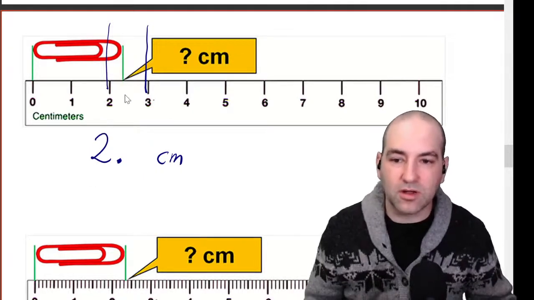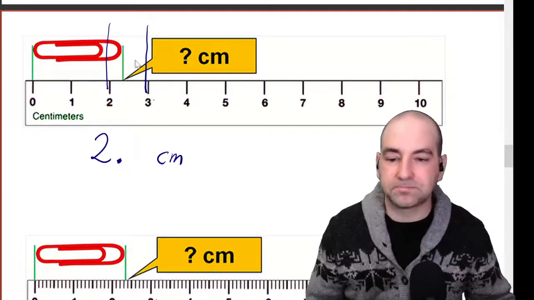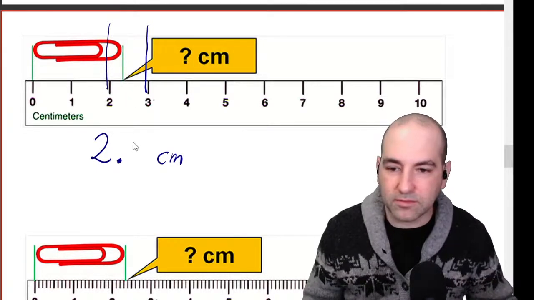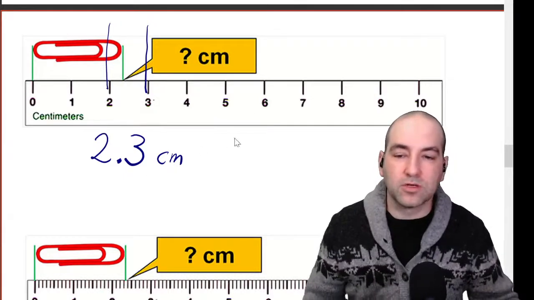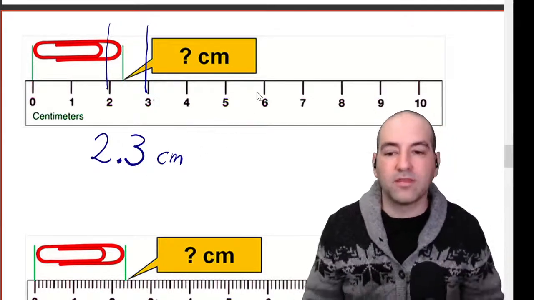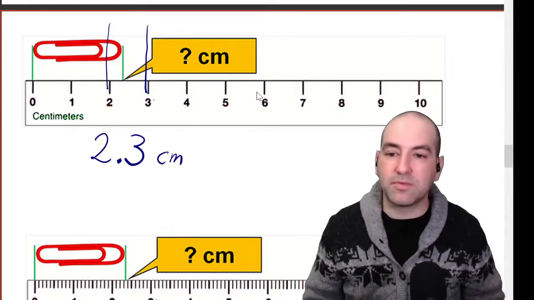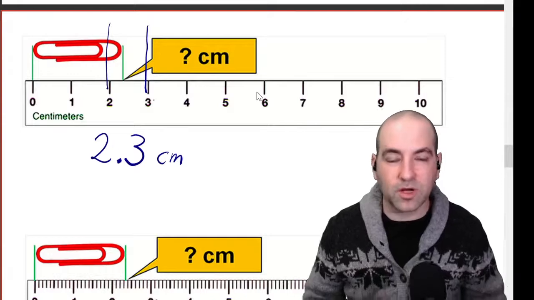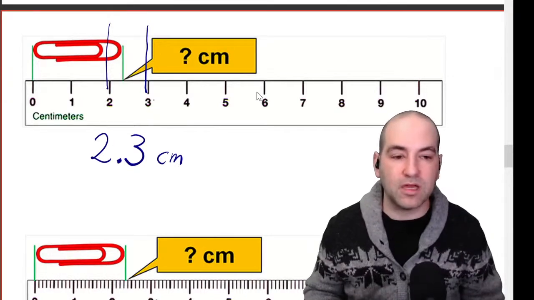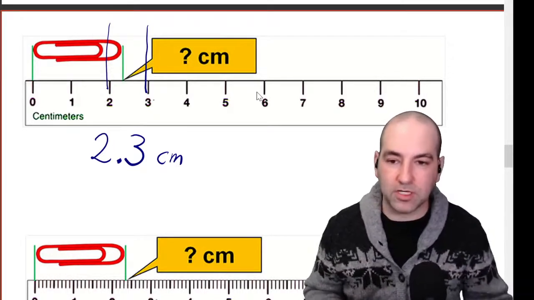So the 2 is certain, the final digit is uncertain, and we can call it whatever we want. So it looks like a 3 to me, so I'm going to say 2.3 centimeters. So just like our measurement example above, that means that what we're really saying is this paperclip is between 2.2 and 2.4 centimeters long. So we're communicating a measurement, but we're also communicating a degree of certainty in that measurement.